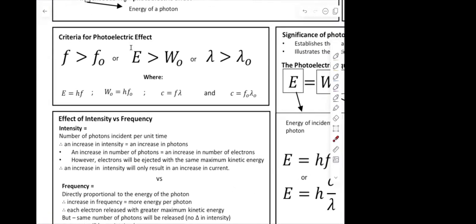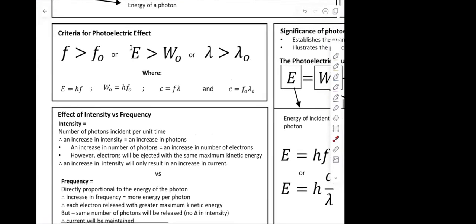Remember what we said, the criteria for the photoelectric effect: your frequency must be greater than your threshold frequency. The energy of your photon must be greater than your work function, or the wavelength of the light must be, sorry about that, not greater but smaller than the threshold wavelength, if there's a threshold wavelength. That's going to be important there.